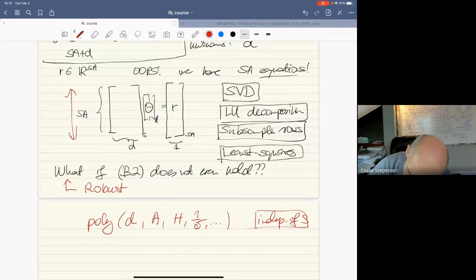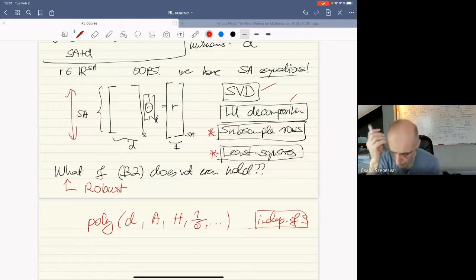If you try SVD very naively, I guess you would run into this problem, but you can probably patch it up. I'm guessing the same applies to LU decomposition. I think these are all great ideas. Subsampling the rows, I really like that. And I also like least squares, because I understand those a little bit better, I guess. So row subsampling, how would that work? What distribution would you use to subsample the rows?